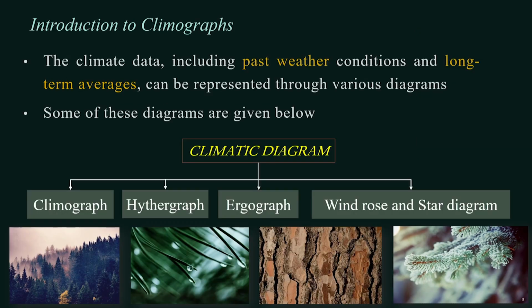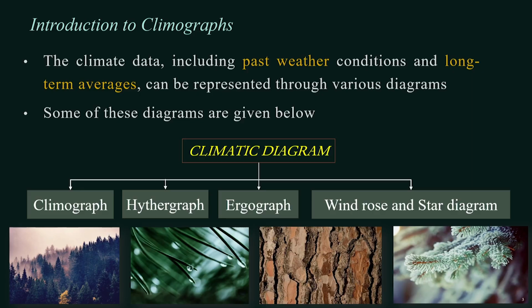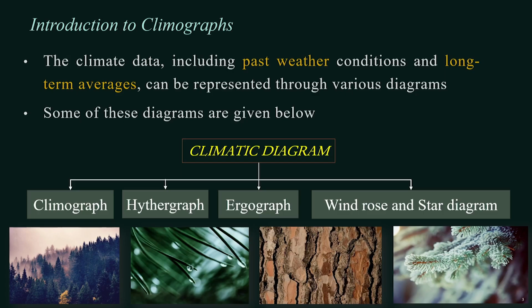So, to begin with the introduction to climographs, the base for creating any type of climographs or climate diagrams is the data. Climate data are available from the meteorological department. There are two main factors included in the climate data. The first is past weather conditions and the second is the long-term averages. These are the two factors we gather from the climate data to represent in a graphical or diagram way.